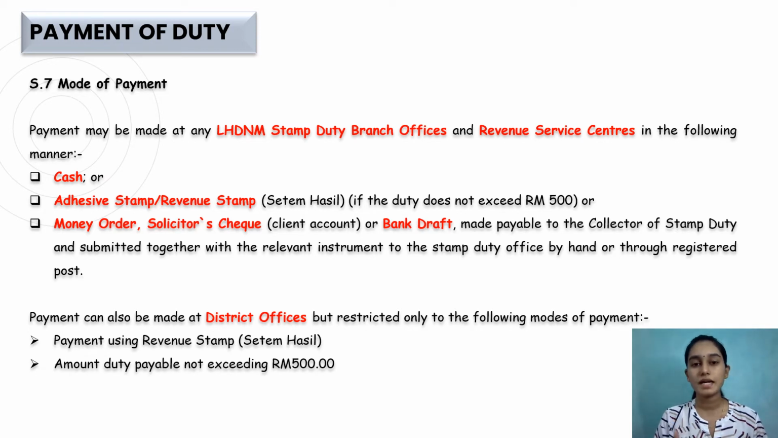So the payment can be done in the form of cash or adhesive stamp, also known as revenue stamp, if the duty does not exceed RM 500, or using money order, solicitor's check, or bank draft made payable to the collector of stamp duty and submitted together with the relevant instrument to the stamp duty office by hand or through registered post.